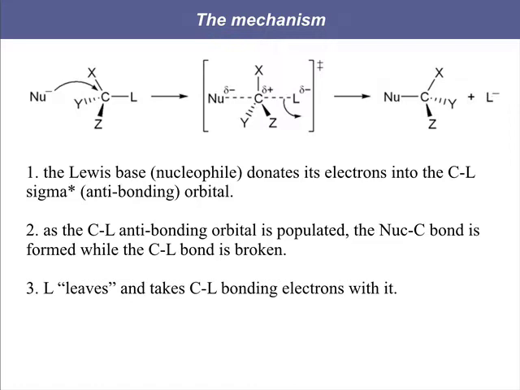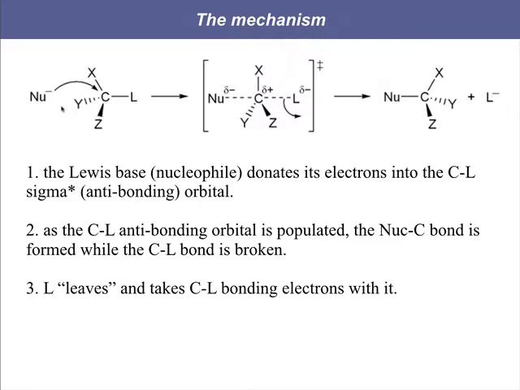So here's the mechanism. In the first step, the Lewis base or nucleophile donates its electrons into the carbon leaving group sigma star or anti-bonding orbital. Now there's a lot to say there. So this is what it looks like. So here's our molecule. It's a carbon with, say, 3 groups on it, X, Y, and Z. We'll worry about what X, Y, and Z can be later. But for now, we've got a carbon with 3 groups and a leaving group, L.